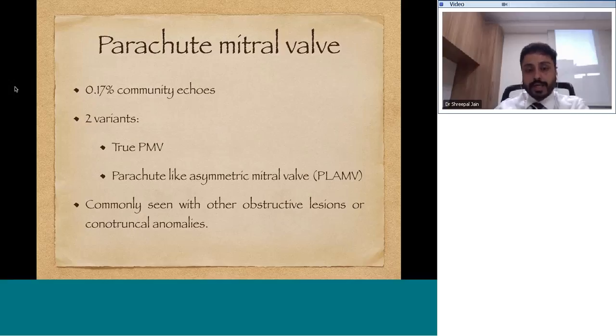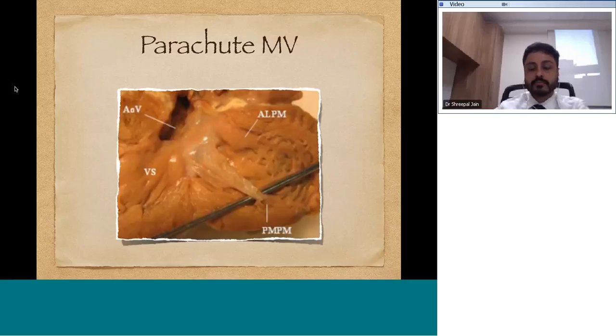You could have a parachute-like asymmetric mitral valve, wherein the chordae tendineae are attached predominantly to a single papillary muscle, which commonly happens to be the posteromedial papillary muscle, and the anterolateral papillary muscle is hypoplastic and abnormally located. It is located a little superiorly and very close to the leaflets. Again, parachute mitral valve is commonly seen with other obstructive lesions or conotruncal anomalies.